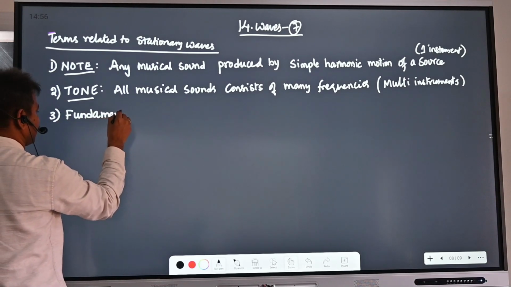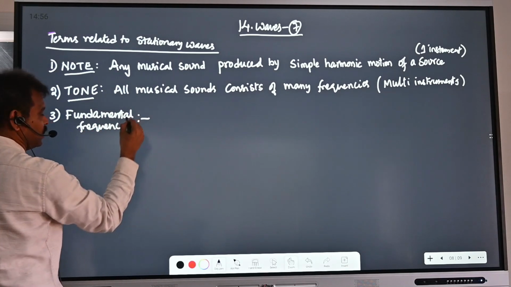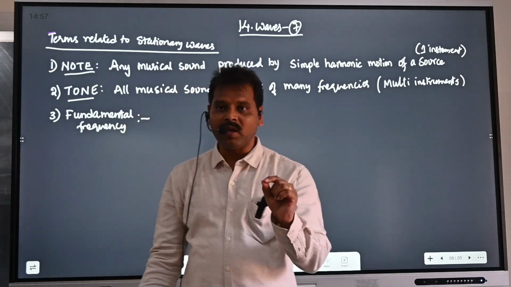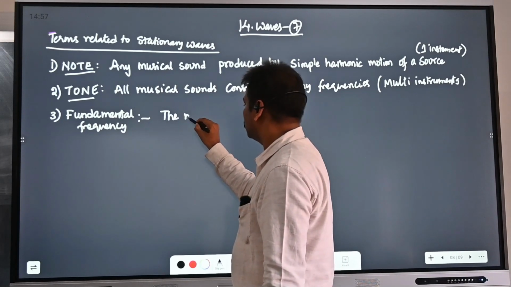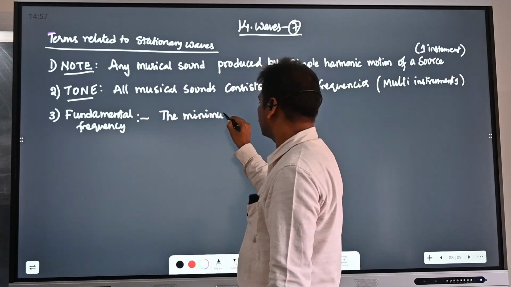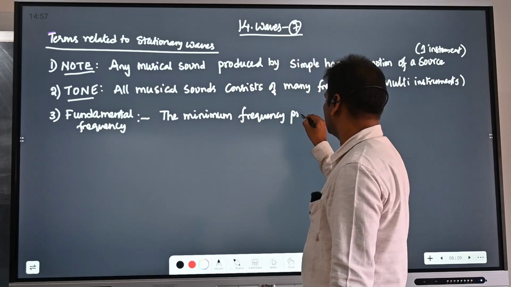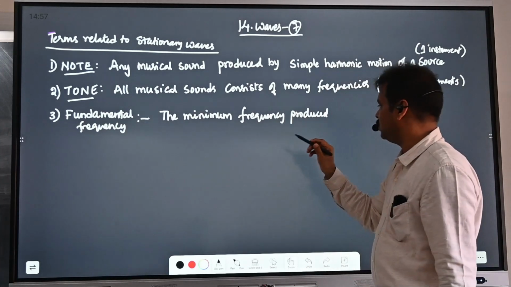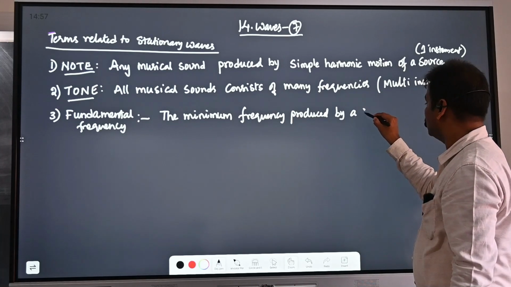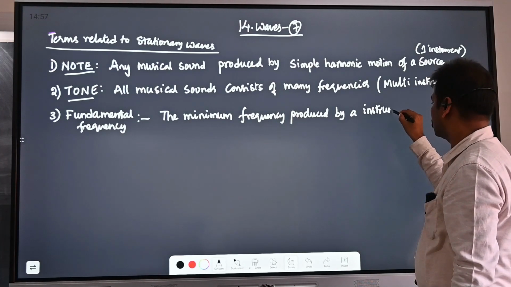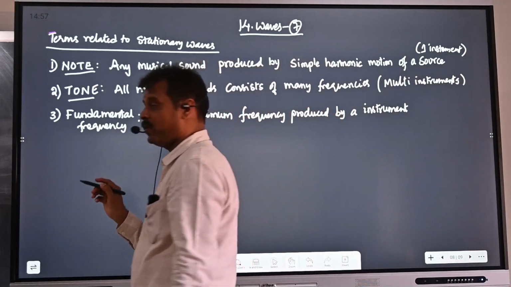Now the third one, fundamental frequency. Note down. The minimum frequency produced by any musical instrument is called the fundamental frequency.